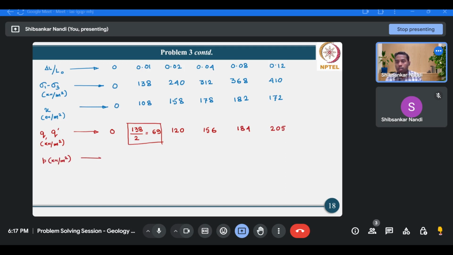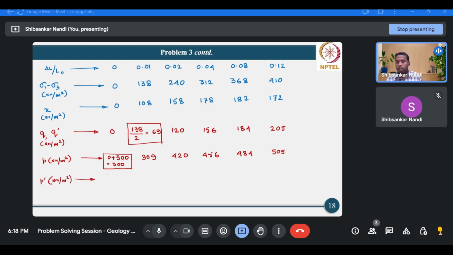Then P. This is Q plus sigma 3. So 0 plus 300, that is 300. Then 69 plus 300, that is 369. 300 plus 120, 420. 300 plus 156, 456. 300 plus 184, 484. 300 plus 205, 505.